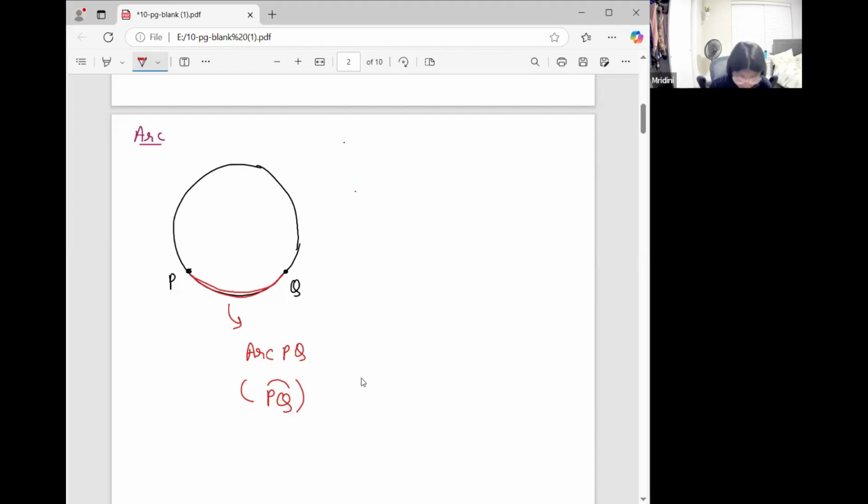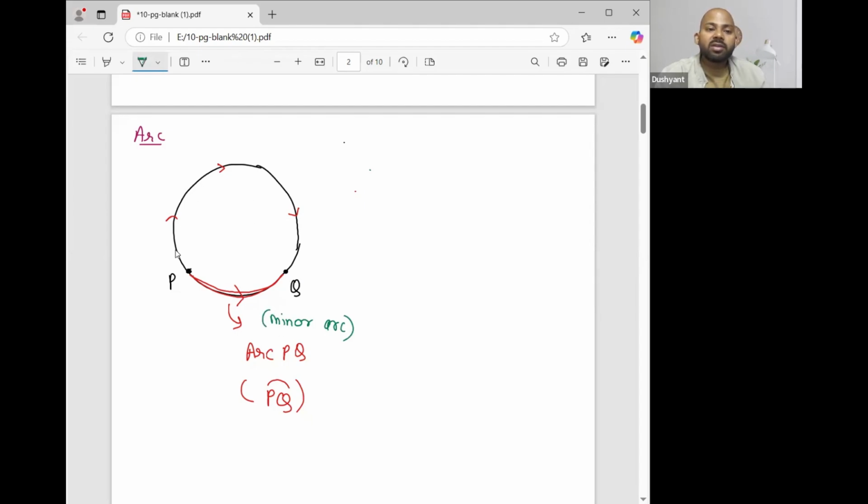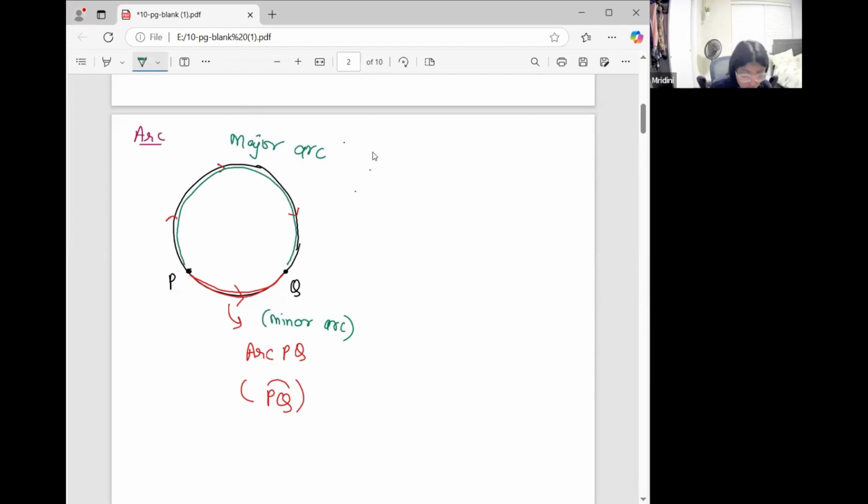Can you see? Now, if we take two points P and Q, we get two arcs here: a smaller arc PQ, and this other arc also, on the opposite side. We have two options here. This smaller one is known as the minor arc, and this larger one is known as the major arc. Clear?